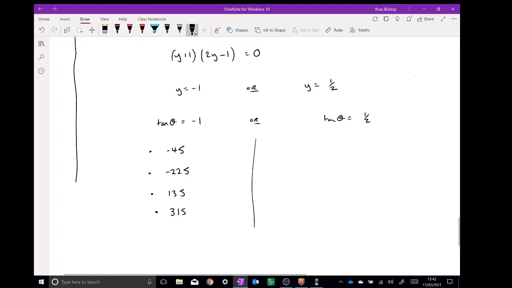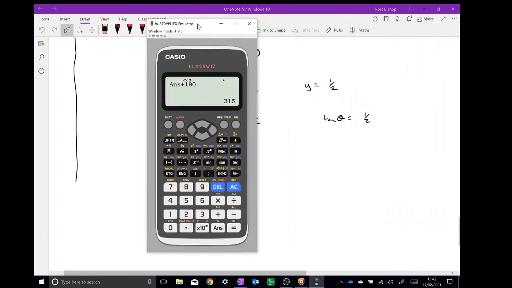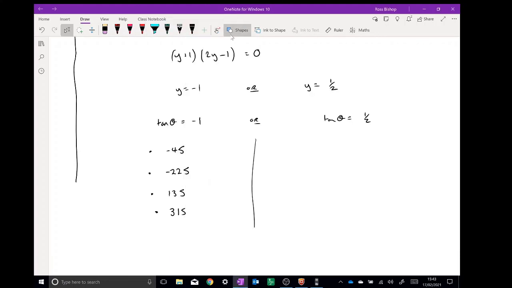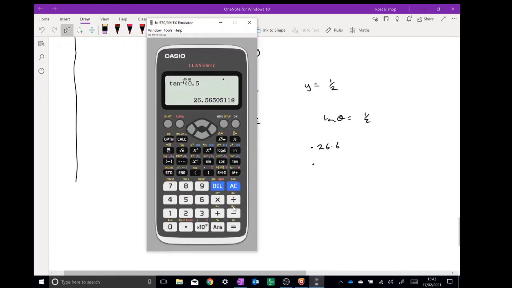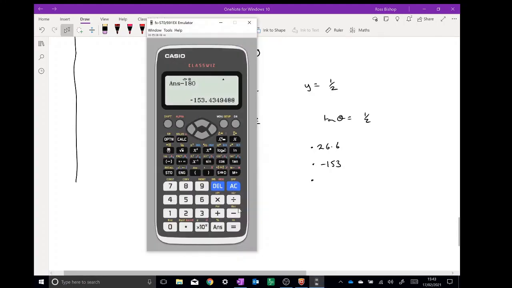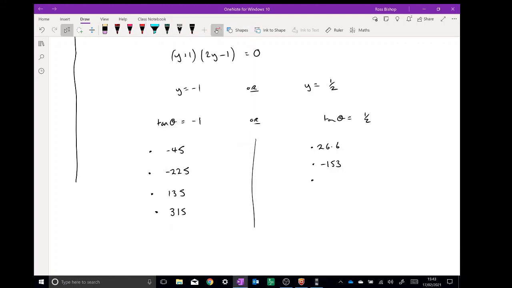If I go over to the right side, this time I get the first value by doing shift tan 0.5, which is 26.6. I'm going to do the same again. So I keep subtracting 180 until I'm outside the range. So first one, next one, minus 153. That's inside the range. I'm going to do it again. Minus 333. That's also in the range. And I could have added 180 as well.